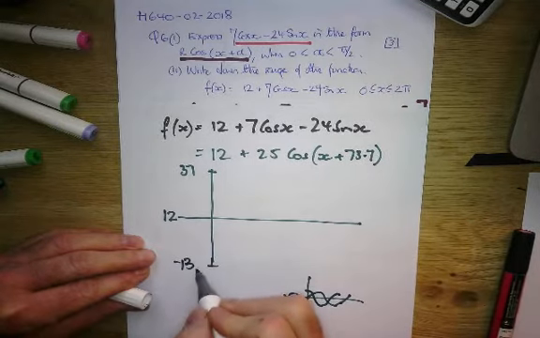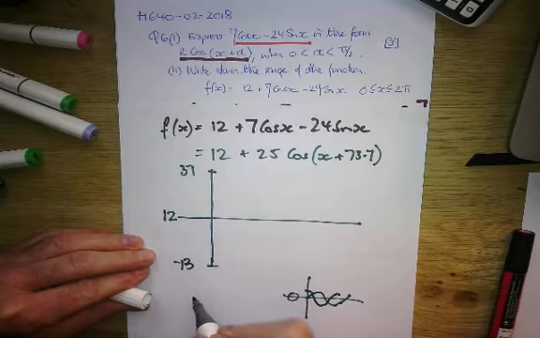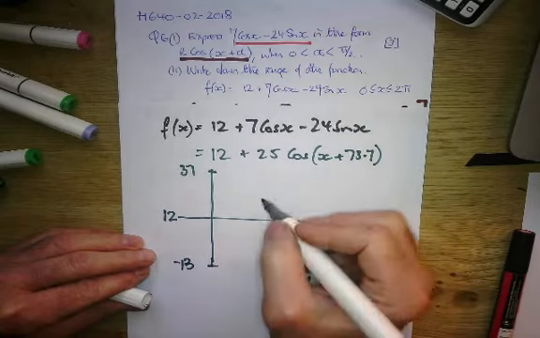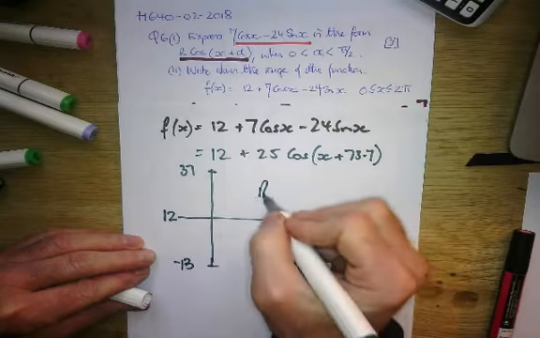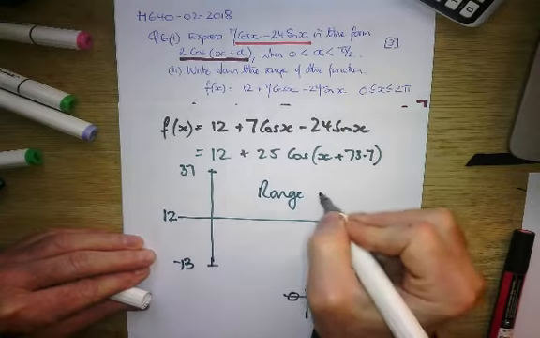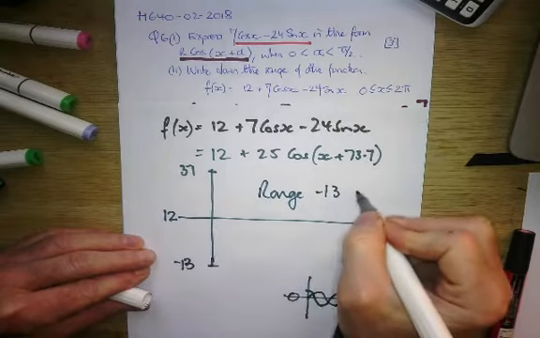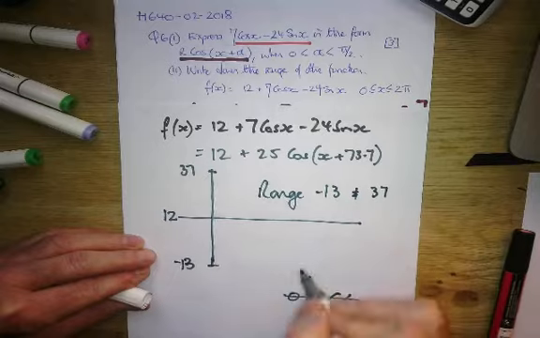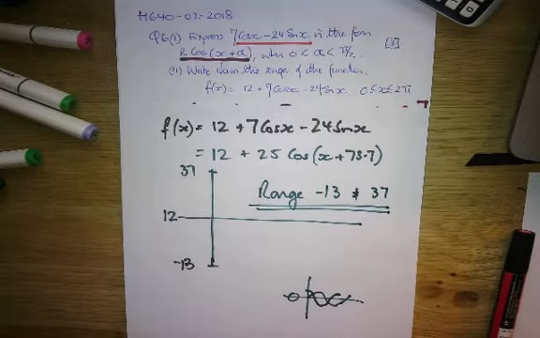So if I take away, 12 take away 25, I get minus 13. So my range now is between minus 13 and 37. So the range is between minus 13 and 37. And that's how you do it. Hope that's helped.